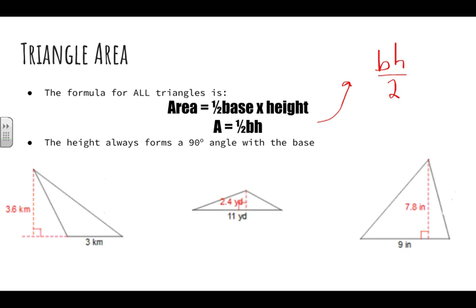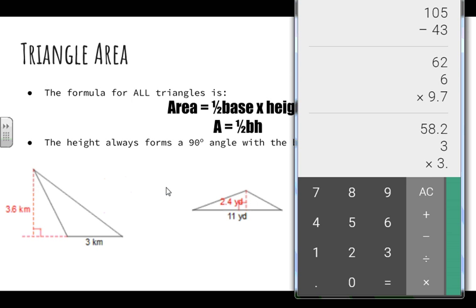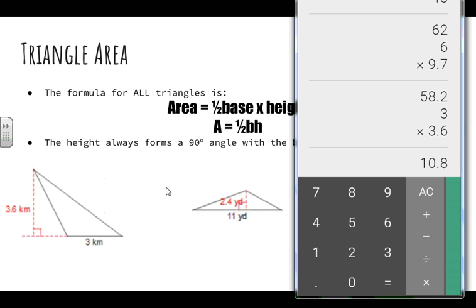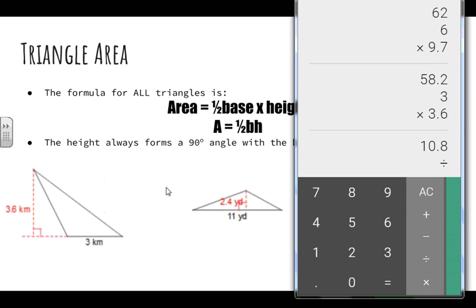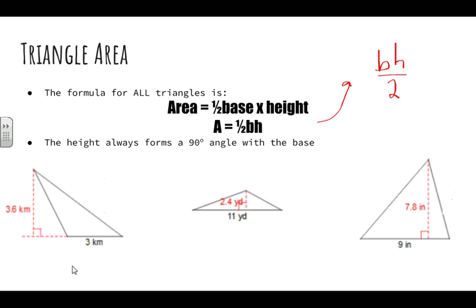All right. So our first triangle here, we have a base of 3 and a height of 3.6. So we will multiply 3 times 3.6 to get 10.8. A lot of kids would stop there. Well, we have to remember to divide by 2 or multiply by 1/2. Either way you do it, you would get 5.4 kilometers cubed. I'm sorry, squared. 5.4 kilometers squared.